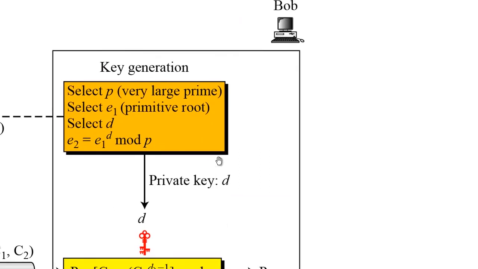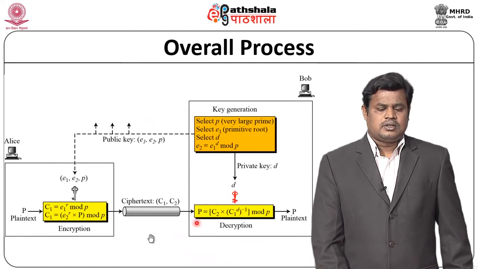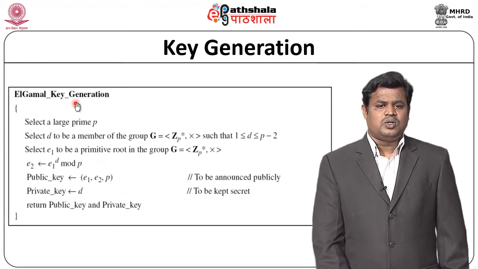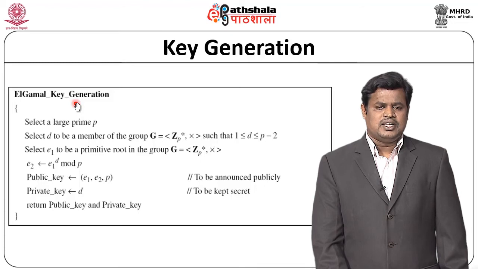So this is the overall process, and now we can see how they generate the keys. As we know there are two keys, one public key and another a private key. Already we know that Bob has to generate two keys, similarly Alice also needs to generate two keys. How do we generate the public key as well as the private key?